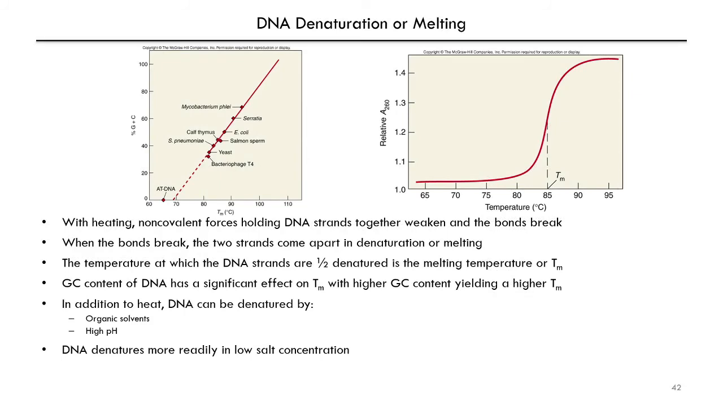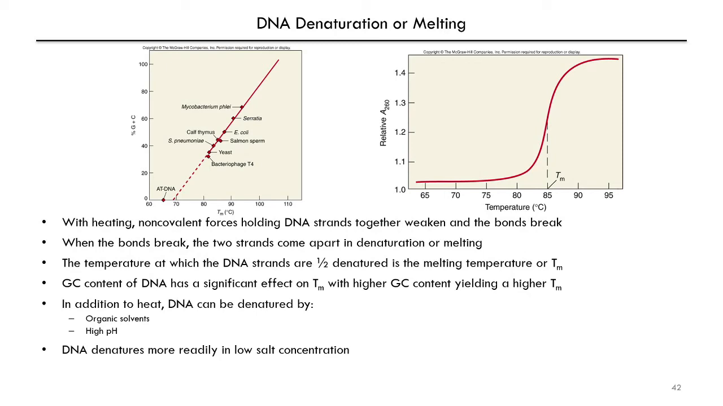These differences are also reflected in differences in the physical properties of the DNA. When DNA is heated, the non-covalent forces from hydrogen bonding holding the 2 complementary DNA strands together weaken and the bonds break. When the hydrogen bonds break, the 2 strands come apart in what is called denaturation or melting of double-stranded DNA. The critical temperature at which half of the DNA strands are denatured is called the melting temperature, or the Tm.